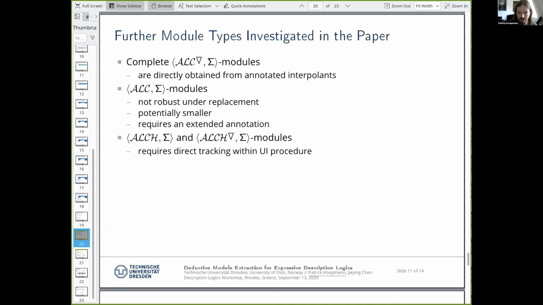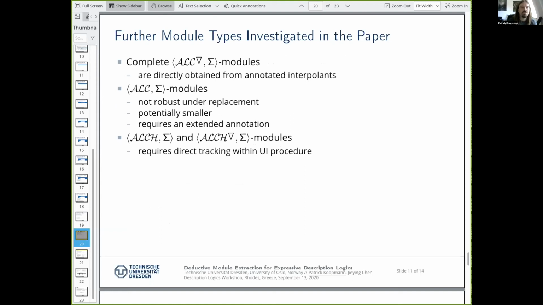So we considered some more topics in the paper. For instance, computing complete modules turns out to be even easier. We can directly read them off from the annotated interpolants. However, what we did not look at is combining completeness with minimality. So it is possible that our method there contains some more axioms that are not necessary for completeness.